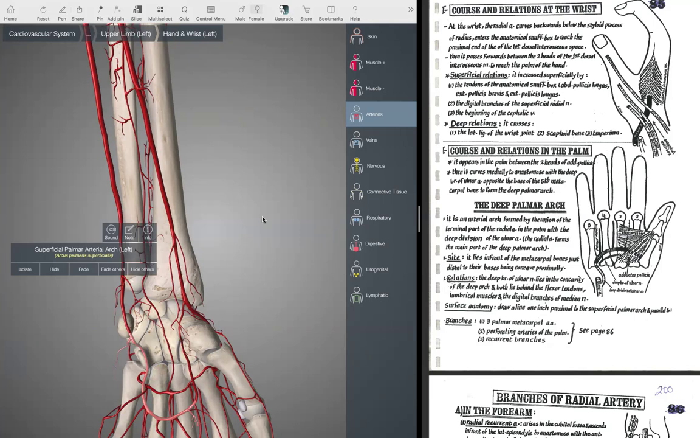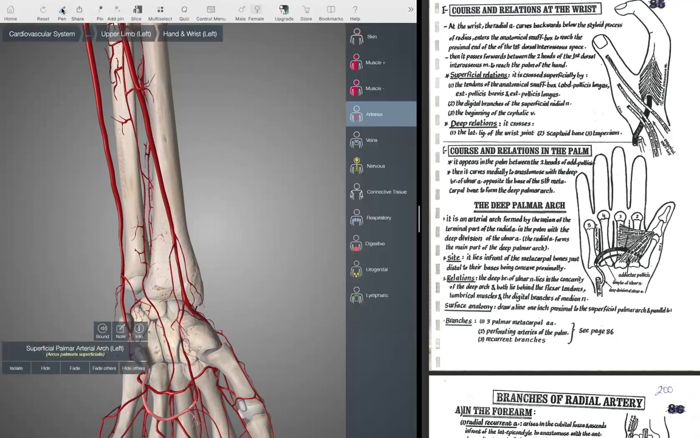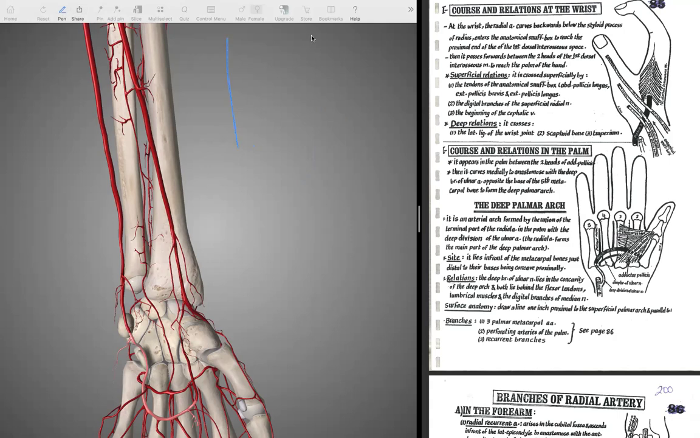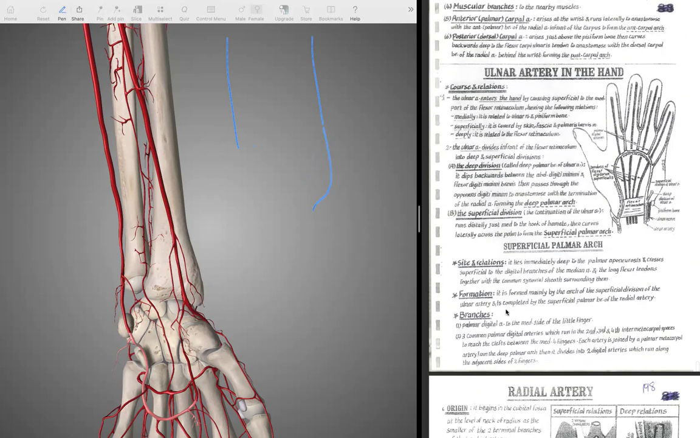Okay, diagram: ulna, radius. Then you have the arch that goes like this, right? So wait, let me repeat that again. You have ulna and radius, so ulnar artery, radial artery. Then you have a radial branch, as I said before, the superficial palmar branch of the radial artery. That's the one I drew here. That's the radial artery, and that's the ulnar artery.